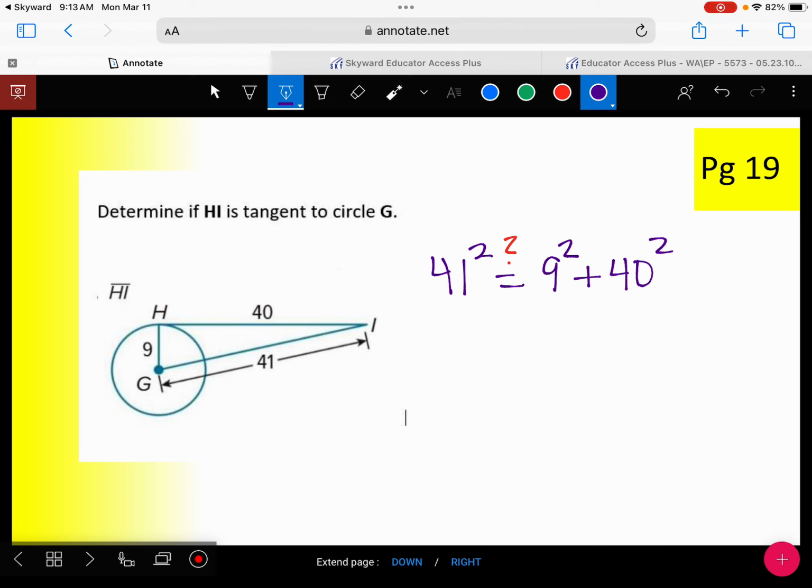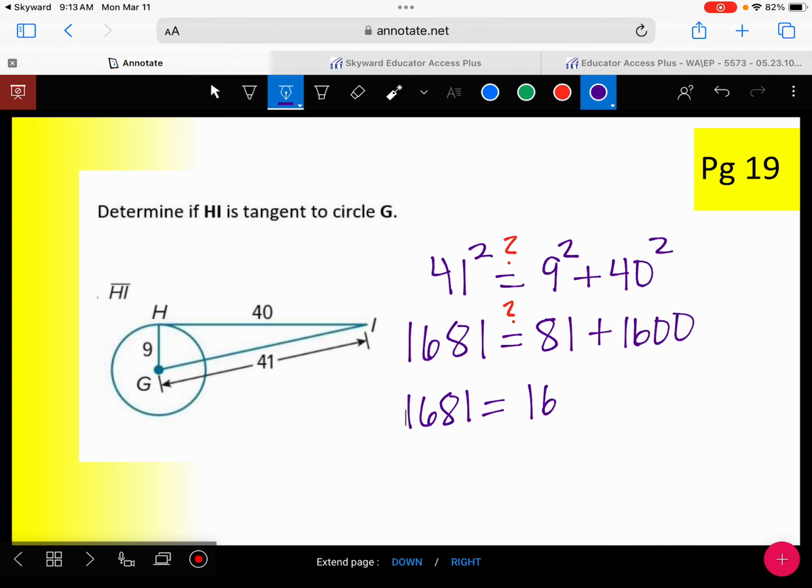Oh, if it is, it's going to work, I think. Never mind. So is this going to work? Is it true or false? What's 81 plus 1600? So because it's true, you would say yes, segment HI is tangent.